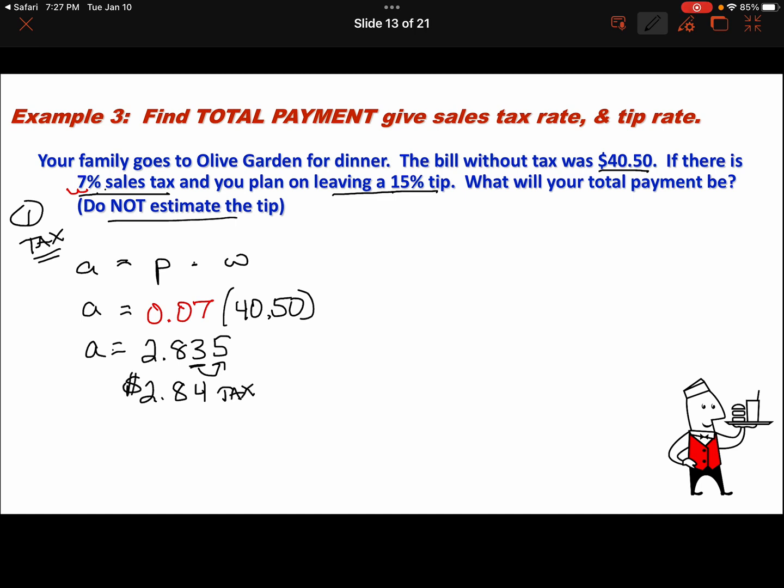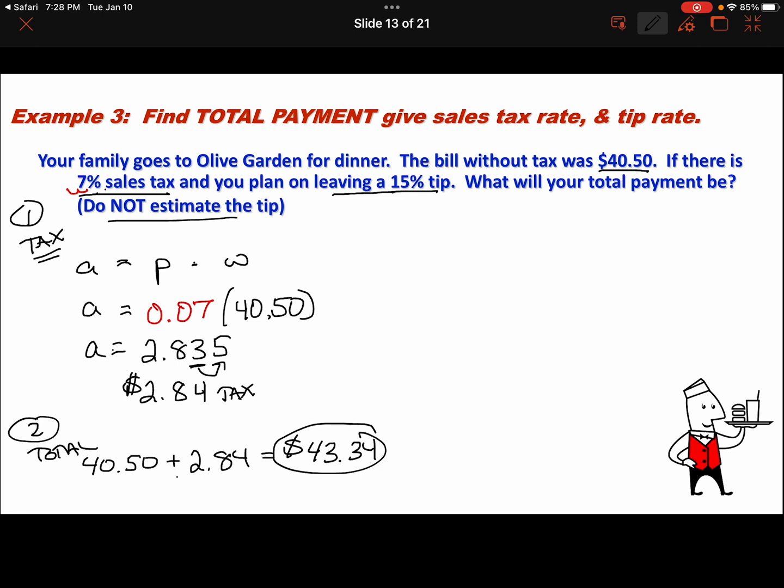But now we need the total with tax. So number 2, we're going to find the total with tax. We're going to take the $40.50, which we have to pay, and this is what the waiter or waitress will bring us, the bill with the tax included. You're going to see that the tax is added in, and so we have the $40.50. Take your calculator, put plus $2.84. We add those two together, and we get $43.34.